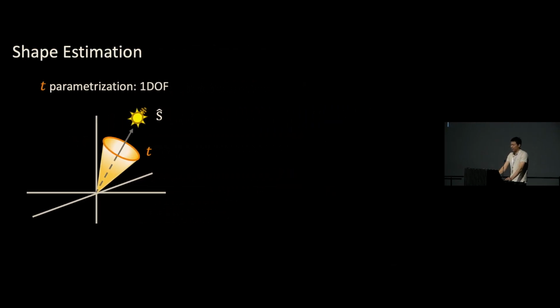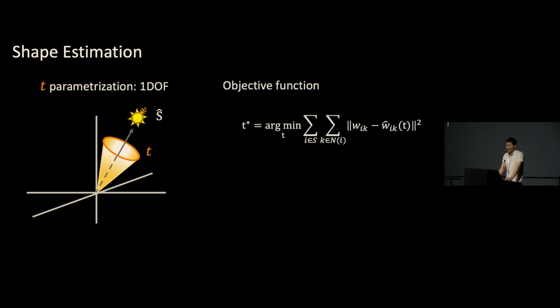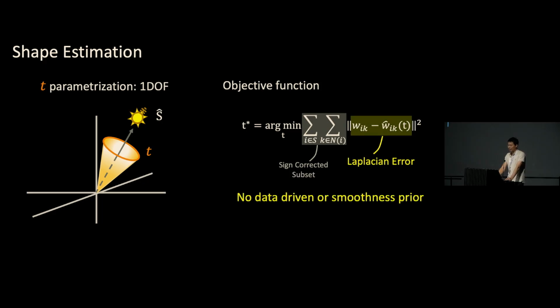Then we define our objective function for T. Here, the objective function has only Laplacian error, meaning we don't need to introduce any prior, such as smoothness. This is because the Laplacian is actually the smoothness itself, which is what we needed. Since our approach resolves the ambiguity step by step, we only optimize T for the entire pixel.